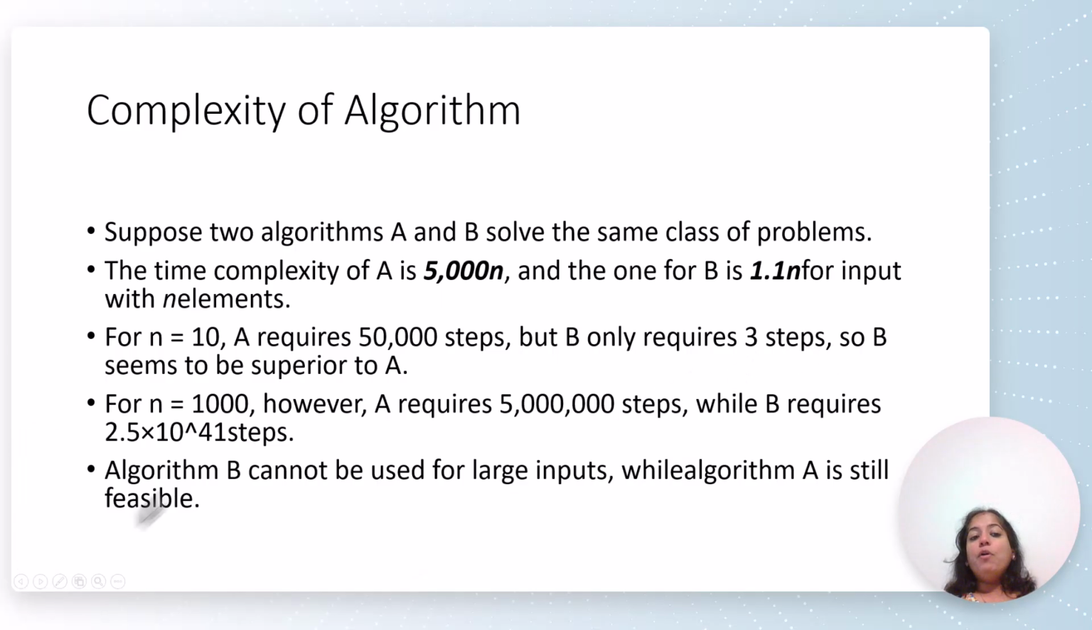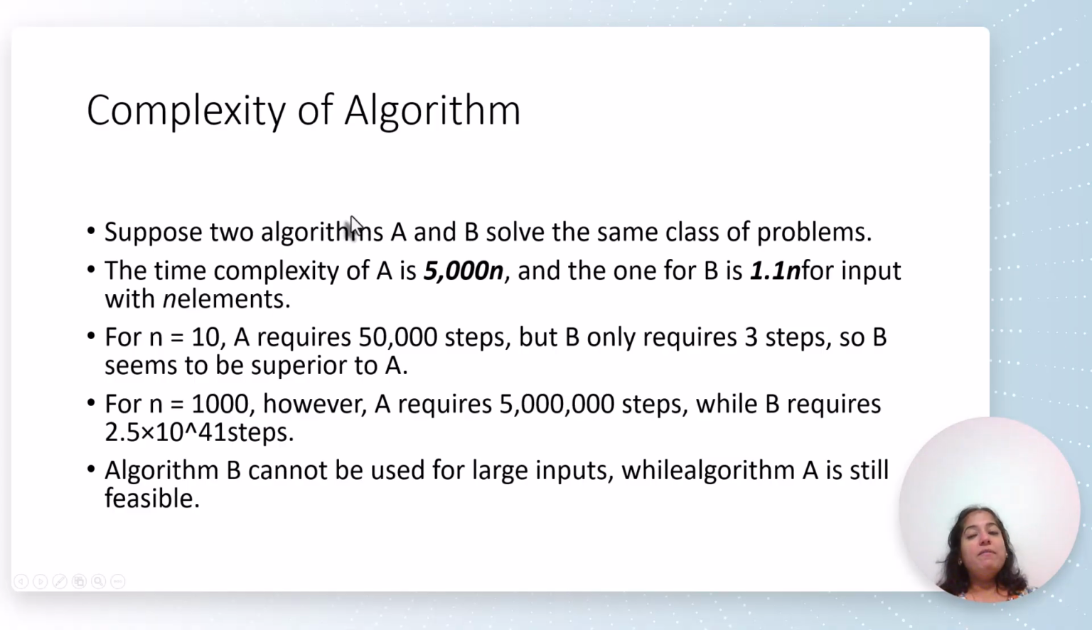Now, for n equals 1000, however, A will require 5 million steps, while B will require 2.5 times 10 raised to the power 41 steps. That means there is a very big difference, right? That means we cannot use algorithm B for large data inputs, while algorithm A is still feasible, we can use it.